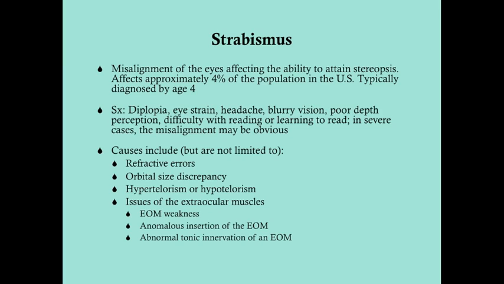Causes of strabismus include, but are not limited to, refractive errors. So that would be problems in one or both of the lenses that result in images that are not focused properly on the retina. Orbital size discrepancy, hyper or hypotelorism, which can be a feature seen in a lot of congenital sequences. And then, of course, issues of the extraocular muscles. So, for instance, if any of the extraocular muscles are weak, or if they're inserted improperly, or if the extraocular muscles are receiving an abnormal tonic innervation, be it too much or too little, that can cause a misalignment of the eyes as well.